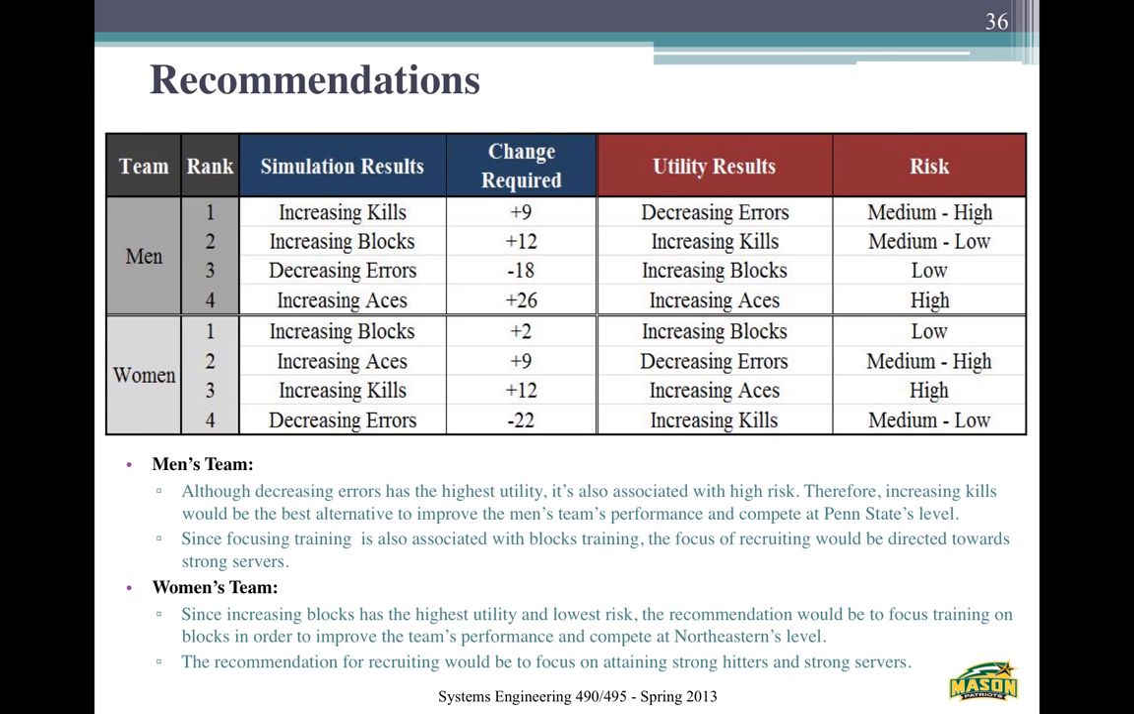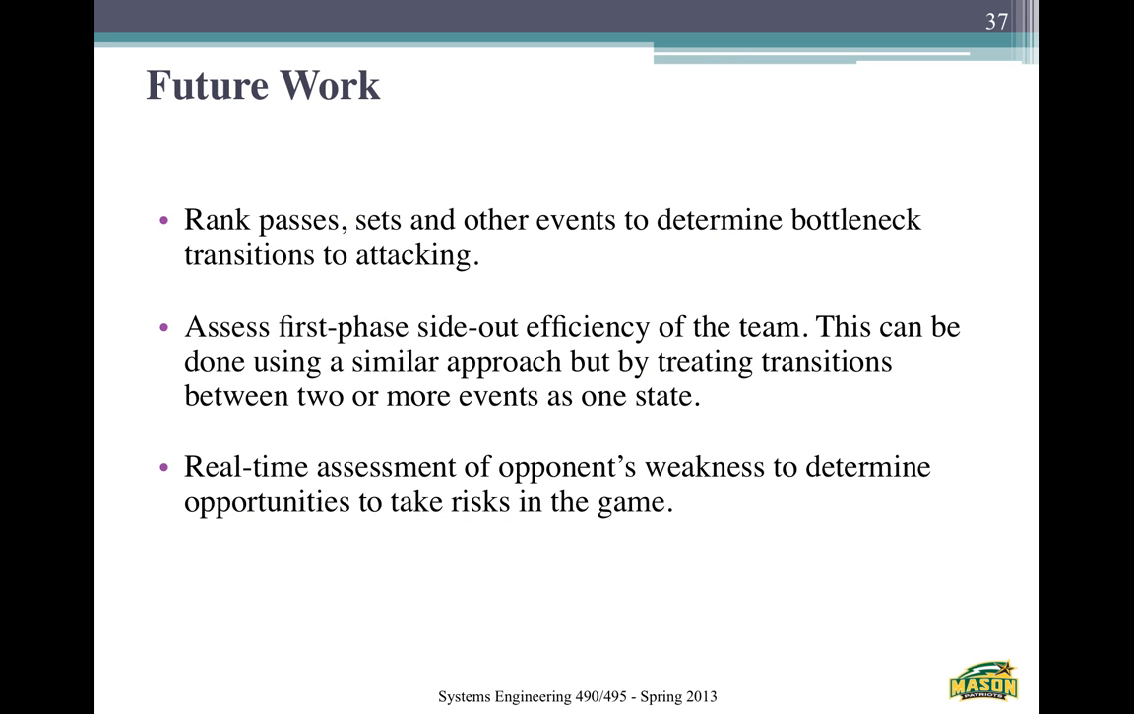Just to go over our recommendations, we have our simulation results and our utility results. And our simulation results are slightly different from our utility results. You can just see this in the graph. Some of the future work would be to rank passes and sets and other events to determine whether they are the bottleneck or transitions to attacking. Also assess first phase side out efficiency, and also maybe do a real-time assessment of the opponent's weaknesses to determine opportunities and take risks in the game.